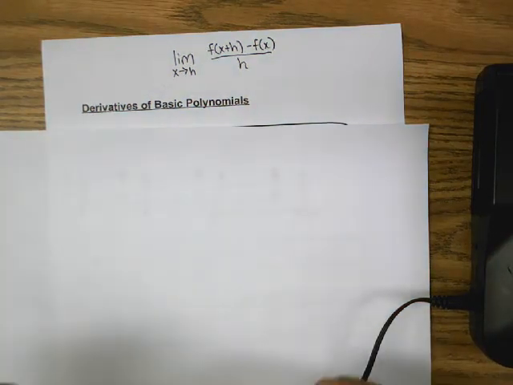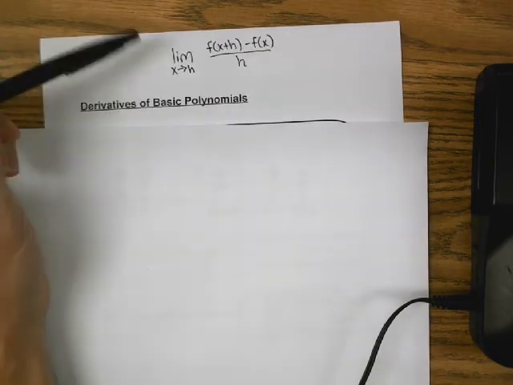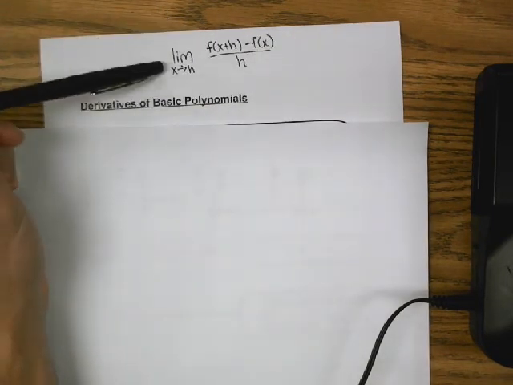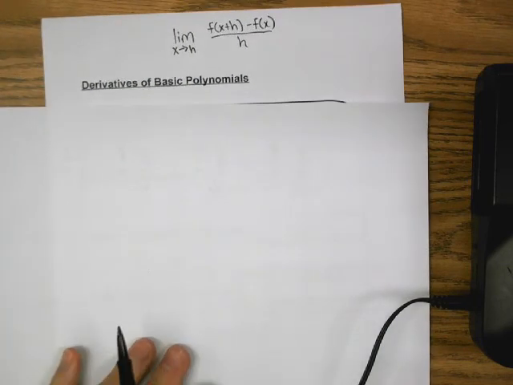But if you have a longer function, that can get pretty tedious. So the point of this is to go through some shortcuts or some basic rules that will be much quicker, easier, and cleaner than using the limit process that we've used in the past for finding derivatives. So let's start with the basics.